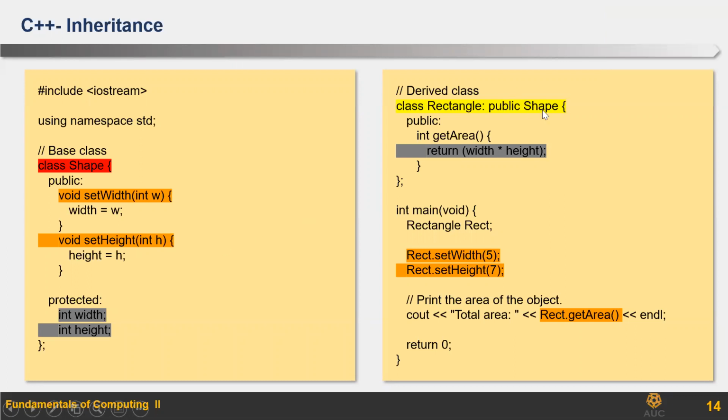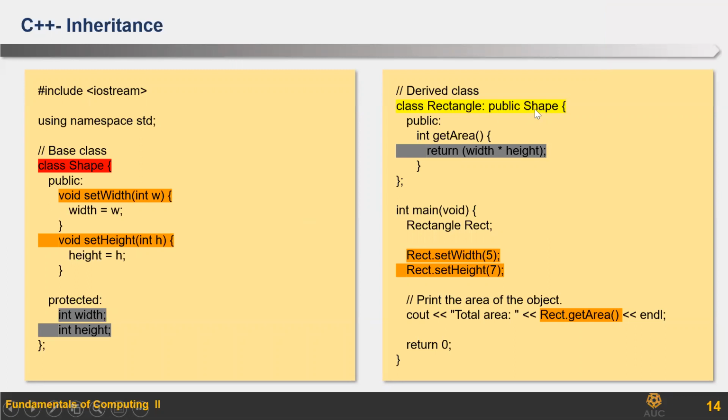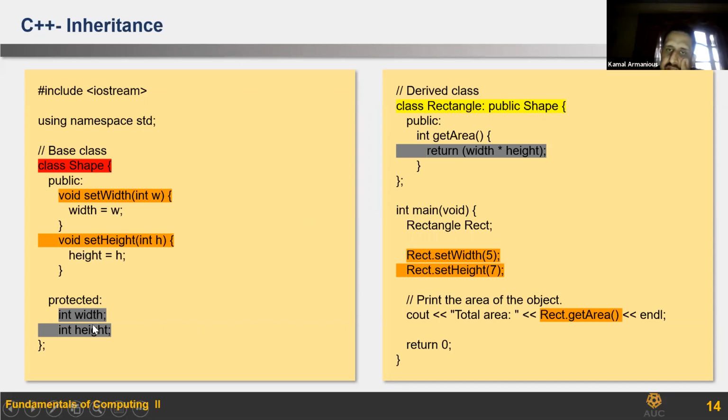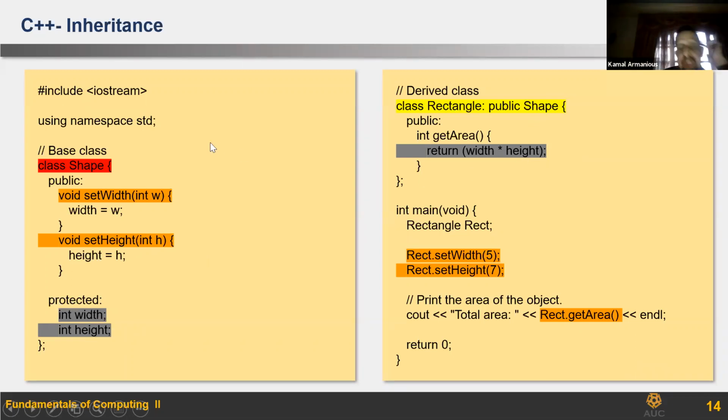This class that is called Shape inherits from Rectangle, so it can use width and height. Basically, it can use the width and height without the getters and setters. What if the width and height are private? Can you use them here? No. So this is basically what's protected.